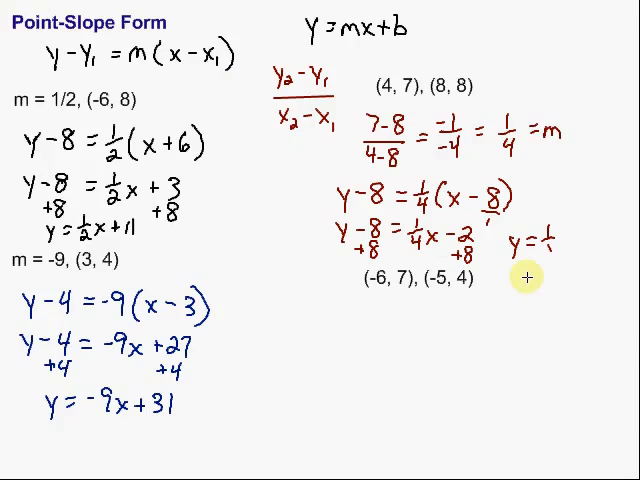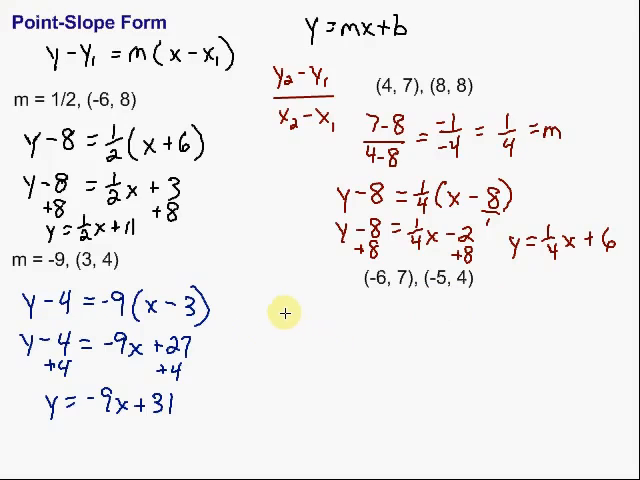x, negative 2 plus 8 is 6. And then we could use that if we want to graph our equation by picking out the slope and the y-intercept, of course. Alright, last one.